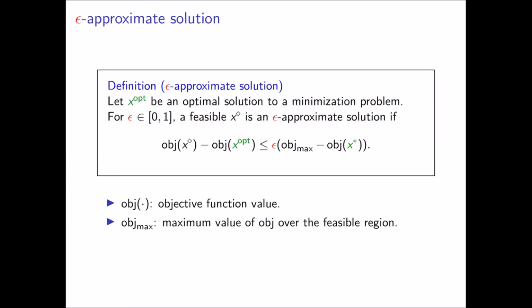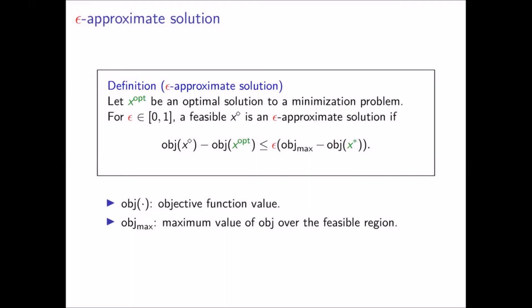Great. Next, we give the definition of epsilon approximate solution. Now, consider an instance of an optimization problem where the objective function is to be minimized. We assume that this problem has an optimal solution, and we denote it by x opt.